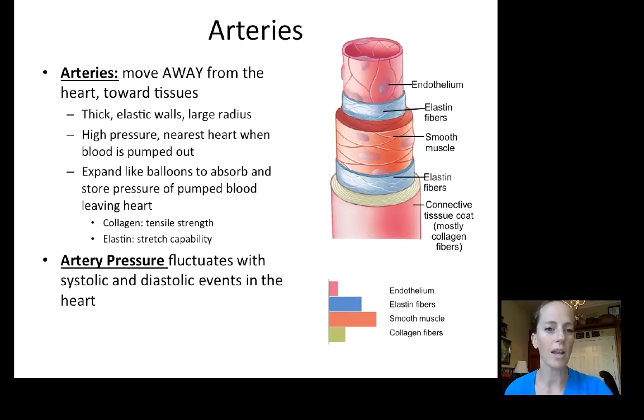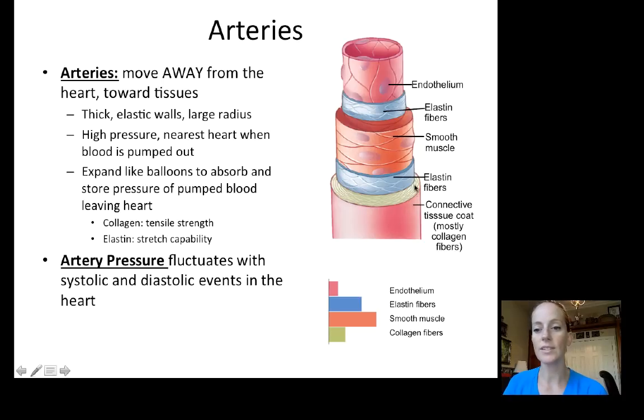So arteries move blood away from the heart towards the tissues. If you remember back to your anatomy, arteries have thick elastic walls and a very large radius, or they're very large vessels. They are very high pressure vessels because they are closest to the heart as the heart is pumping blood out. The large elastic arteries will expand like balloons to absorb and store pressure of the pumped blood leaving the heart, and then they will recoil, pushing the blood forward to the next vessels in the line.